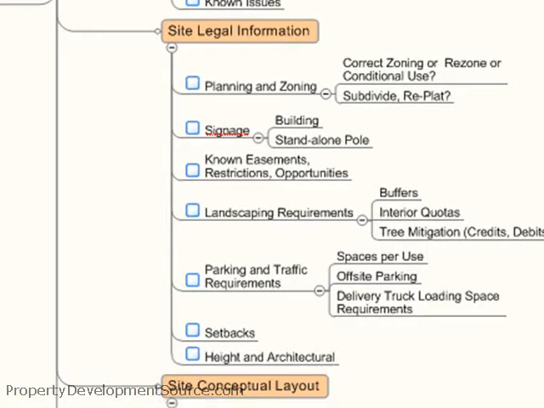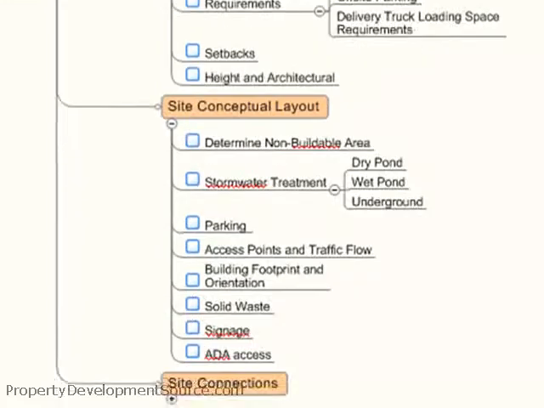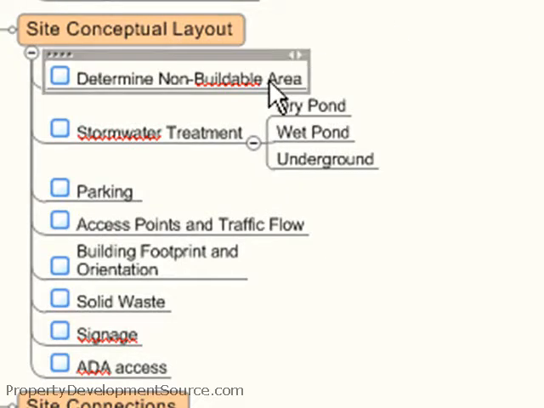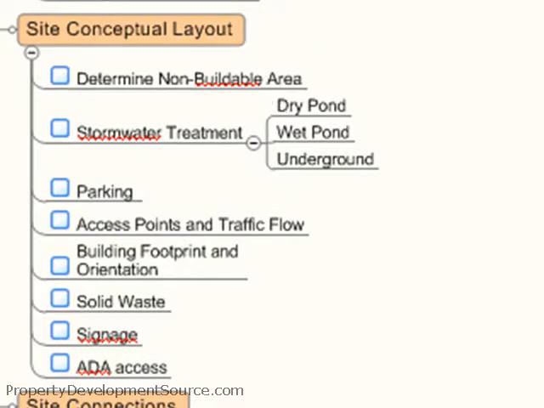Once you get that basic information, you can start working on a conceptual layout. We explain in other videos the best and quickest way to do that, to see what your site's capacity is. But quickly going through, you want to lay out the site boundary, then put in your non-buildable areas and make sure those are marked off. Then you want to estimate any stormwater treatment areas that you'll need.